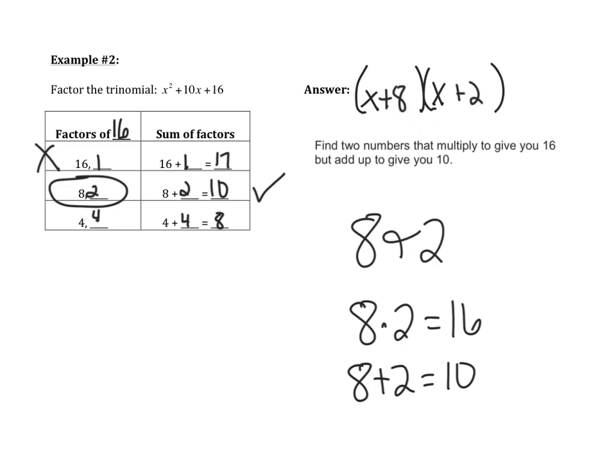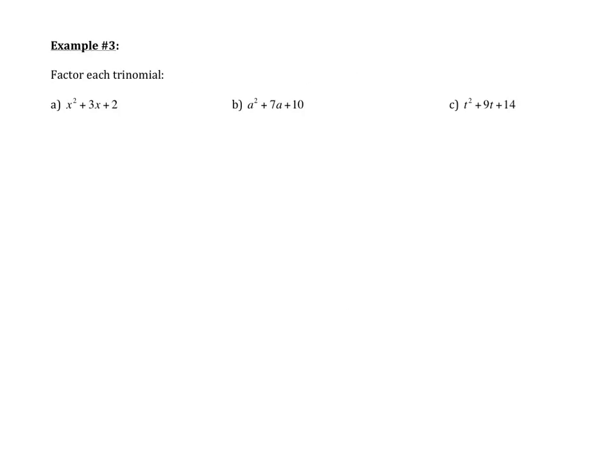So I now know that I have successfully factored this trinomial down to x plus 8 times x plus 2. So now let's look at example number 3, which is just more examples. It says factor each trinomial. So part A says x squared plus 3x plus 2.